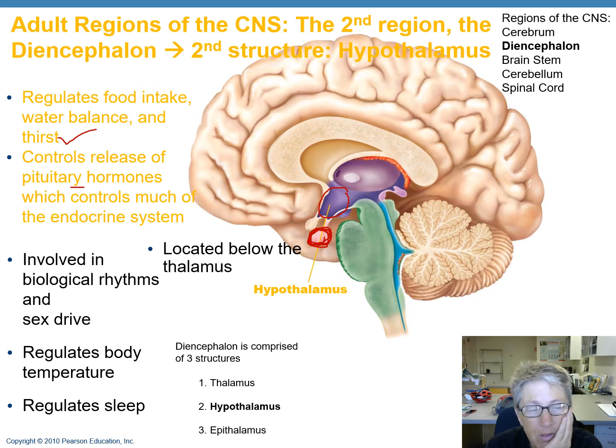The hypothalamus is involved in a lot of things. It's got a lot of irons in the fire, so to say. It's involved in biological rhythms and the sex drive. It helps to regulate sleep, along with the pineal gland of the epithalamus, and what it secretes is melatonin, like I said in the last slide.